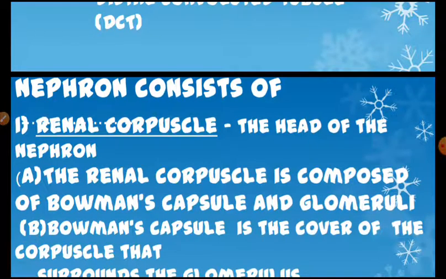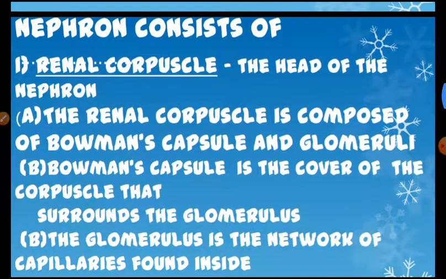When we see the detailed study of the structure of nephron, first and foremost, the renal corpuscle is very important, and this is the head of the nephron. This is also known as renal or Malpighian corpuscle. The Malpighian corpuscle or renal corpuscle measures about 200 microns in diameter, and it is divided into two parts, that is glomerulus and Bowman's capsule.